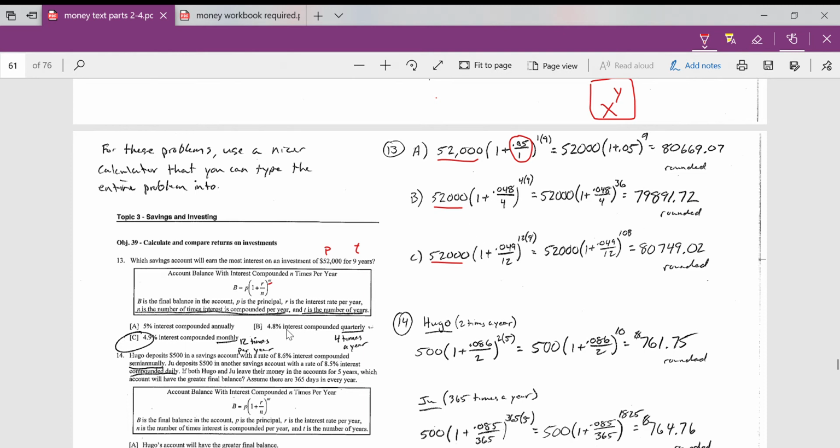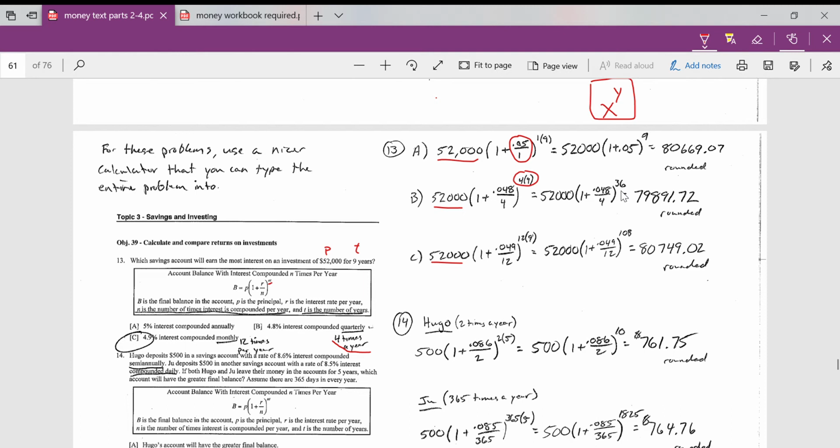Letter B, it's a lower interest, but compounded 4 times a year. So all the numbers are the same except the R and the N. The R is now 0.048 instead of 0.05. The N also is here. You always see the bottom number here, and this number will always be the same because in the formula that's N. And then the T is still 9. So the first step I did here was this multiplication. I copied everything down the same. The exponent here is 36.